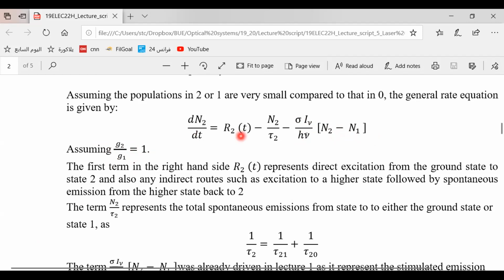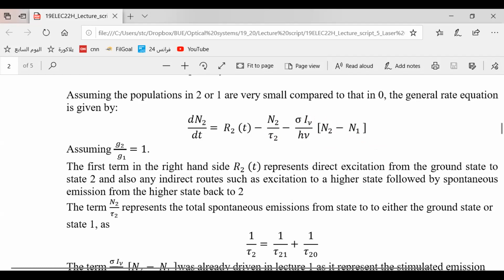So this is the overall rate equation for the second energy level. Again, we have a pumping rate from 0 to 2. We have a spontaneous emission either from 2 to 1 or from 2 to 0. We have stimulated emission from 2 to 1. We have absorption from 1 to 2. So this is what we did together now.